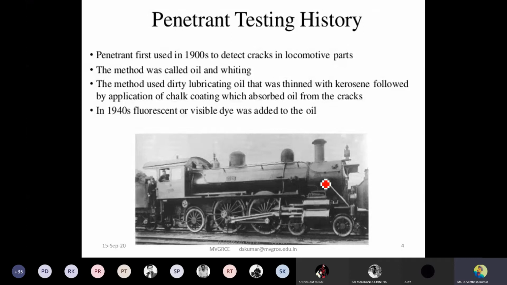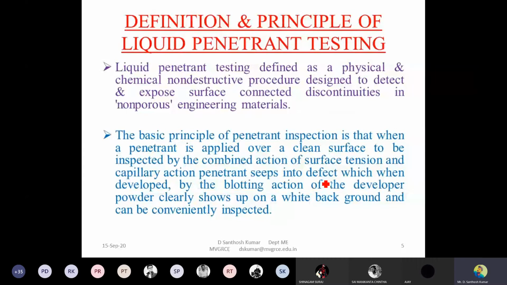better results. Then we will move on to some definitions about liquid penetrant testing, then we will go somewhat deeper. Here the liquid penetrant test is defined as a physical and chemical non-destructive procedure. It's designed to detect and expose surface discontinuities in non-porous engineering materials. You should clearly understand that when you define the liquid penetrant test, it only detects cracks that are exposed to the surface. Otherwise, you can't use this liquid penetrant test.